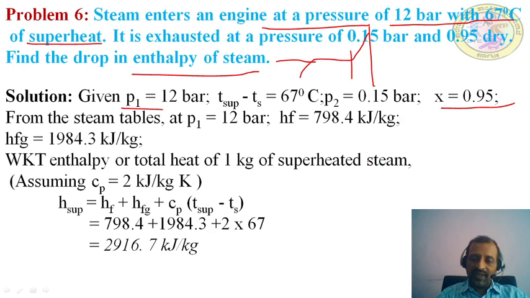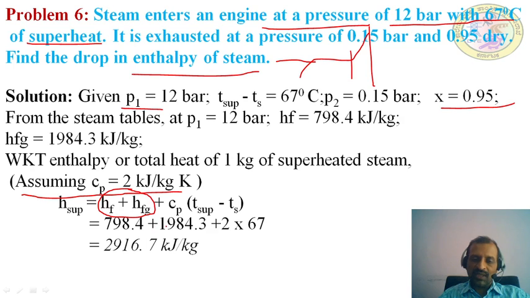So we know the enthalpy or total heat of 1 kg of superheated steam. He has not given the specific heat of superheated steam, so in this case we are assuming Cp as 2 kilojoules per kg. This is an assumption, it is not given in the problem. We need to assume this because this value is there in the formula of the superheated steam. So h sup is equal to hf plus hfg, which gives you the enthalpy of dry steam, and for that you need to add Cp times (T sup minus Ts).